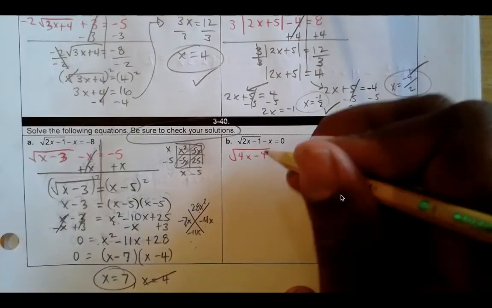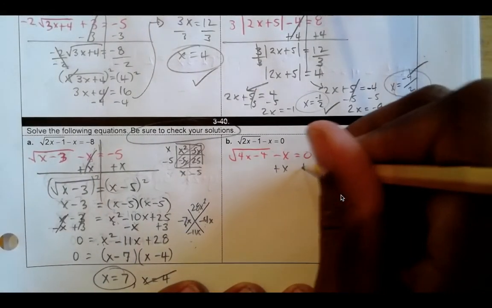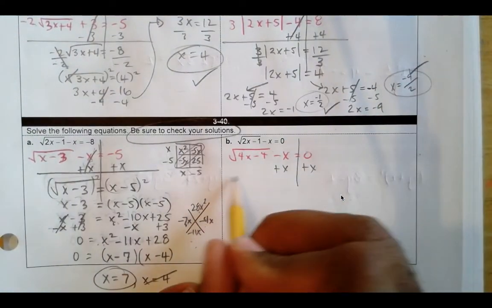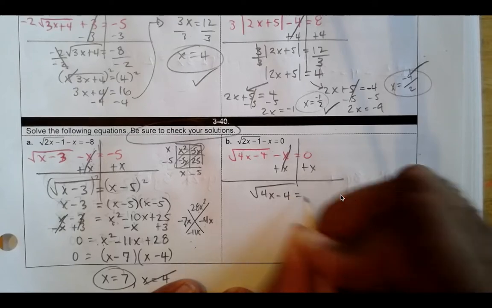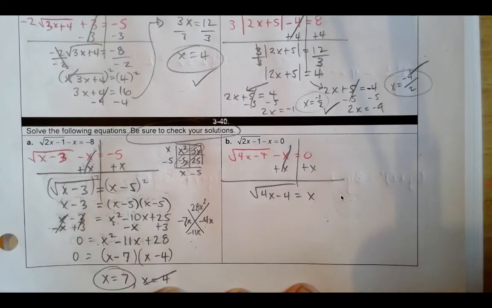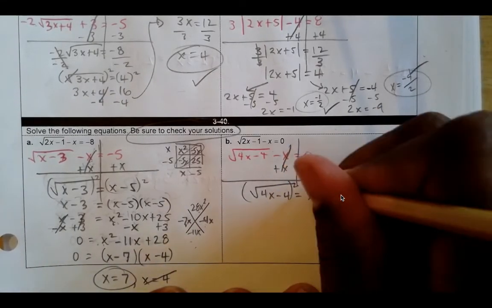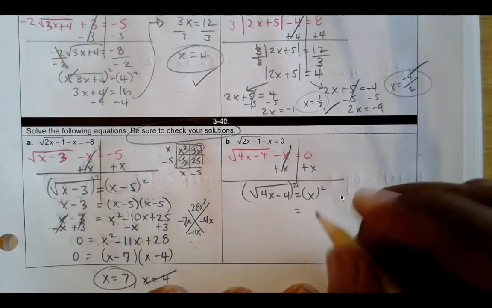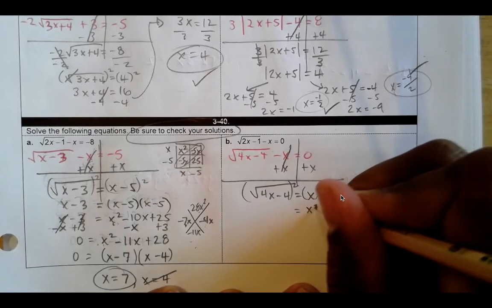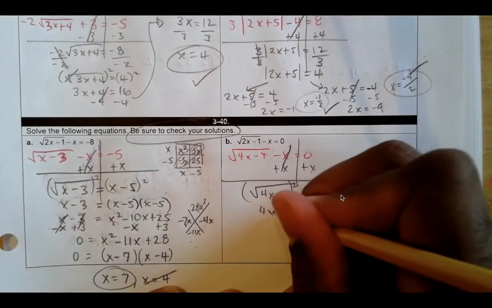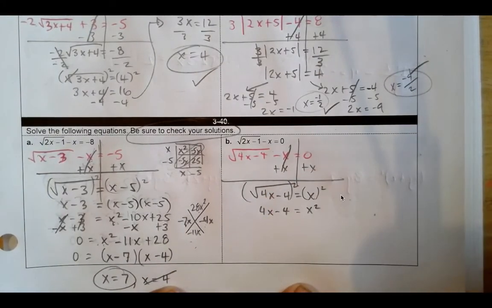Okay, so now in this one, same approach. I'm going to add the x to both sides. Okay, so now I have square root of 4x minus 4 equals x. Same thing, square both sides. Except this time, since it's just x by itself, it's just x squared. And then here we have 4x minus 4.